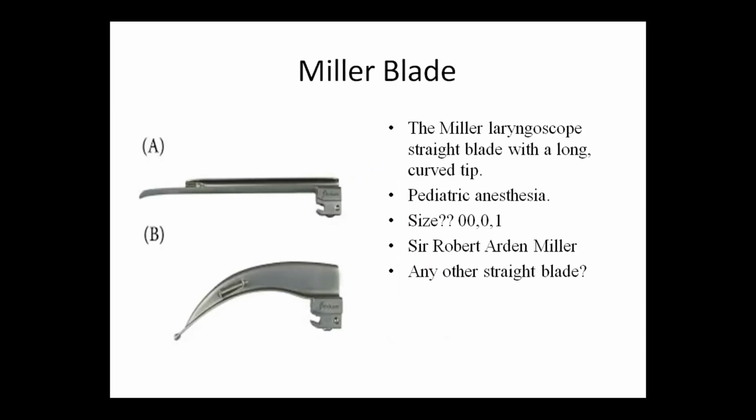Then the question may be, are you aware of any other straight blades? Yes, a Wisconsin blade is there which is also straight, but in the Wisconsin the curved tip is not so curved. The distal end is a little wider. Okay, so this is the difference between the Miller and Wisconsin blade.